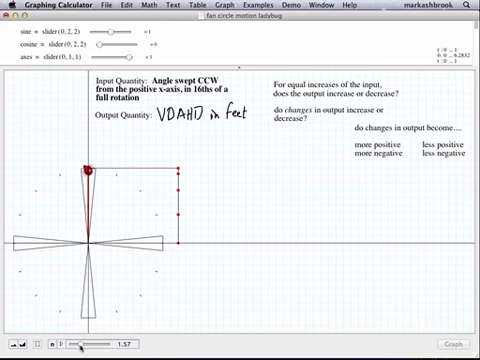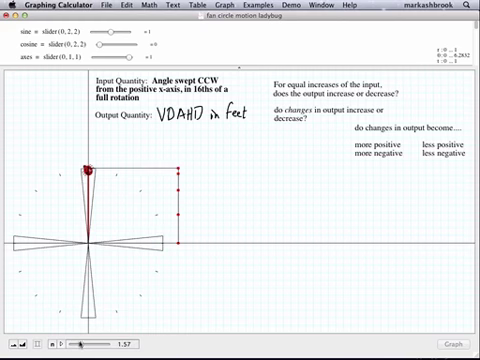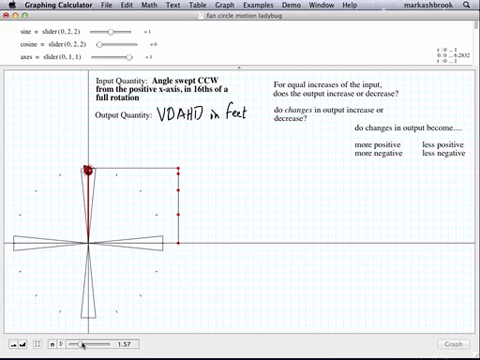Not quite. What is the starting value? What's the vertical distance above the horizontal diameter? 0. And what's the vertical distance above the horizontal diameter here? Yeah, in feet, it's 2.6, right? So in the first quadrant, the height increases from 0 to 2.6.